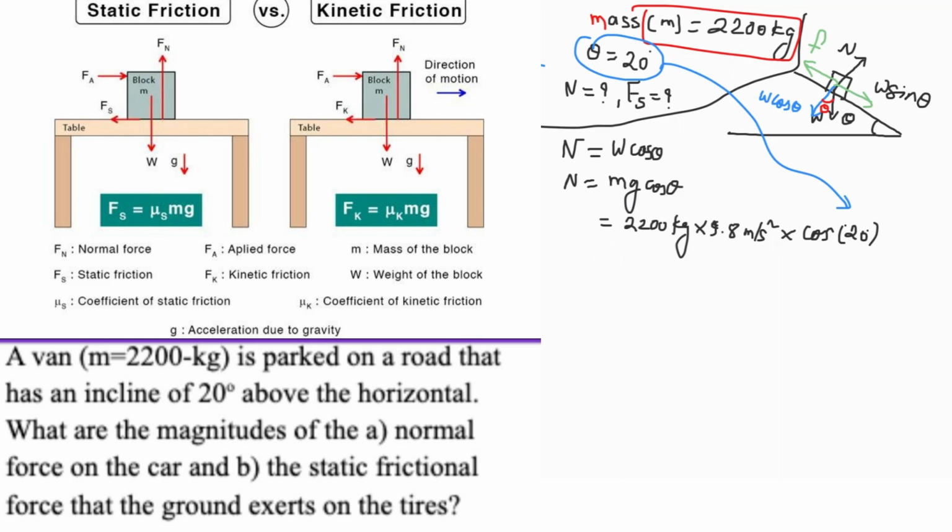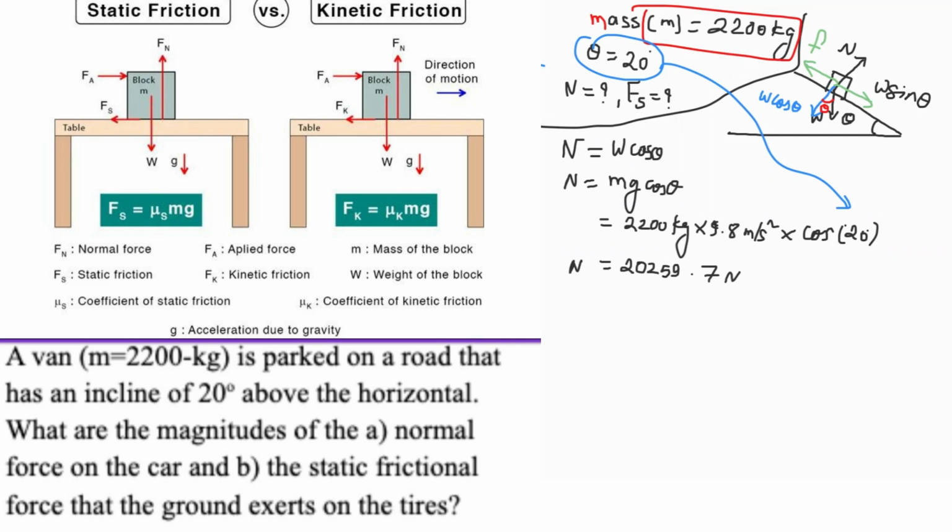I got 2200 multiplied by 9.8 multiplied by cosine of 20 degrees. I got a very large value of around 20,259.7 Newton. Let me write that. Now both of them look like N, but it's fine.